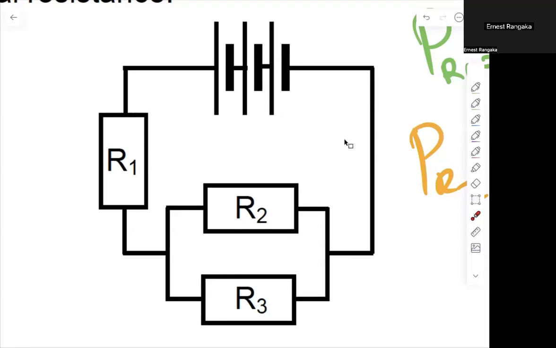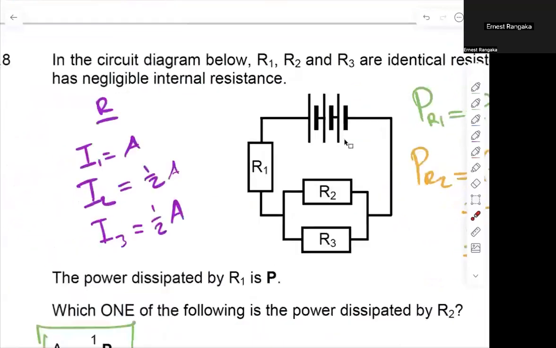Now, when it gets here, R2 and R3, which is bigger? No one is bigger than the other because they're both going to be equal, meaning my current will also split equally. So it'll split equally here and equally there. Whatever current I've got through R1, R2 and R3 will have exactly half of what R1 has. That's what I wrote here.